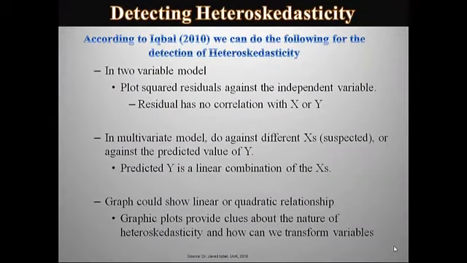According to Iqbal, we can do the following for the detection of heteroskedasticity. In a two-variable model, plot squared residuals against the independent variable. So residuals should not be correlated with any of x or y. In a multivariate model, do it against different suspected x or against the predicted value of y, because predicted y is a linear combination of the x. We can check through graph because it could show a linear or quadratic relationship, because graphic plots provide clues about the nature of heteroskedasticity and how we can transform variables.